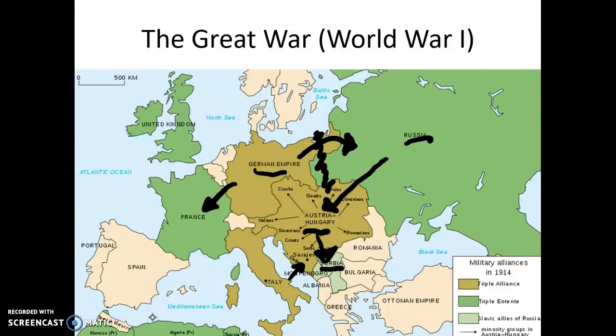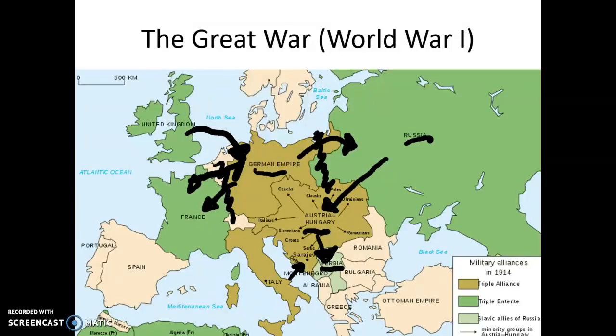The Eastern Front, which is the Germans and the Austro-Hungarians fighting the Russians, and the Western Front, which for the most part is the Germans fighting the French. However, in order to be able to attack France, Germany needs to invade Belgium. Now, when Germany invades Belgium, Great Britain then declares war on Germany. And so we have all these countries that are declaring war on each other.